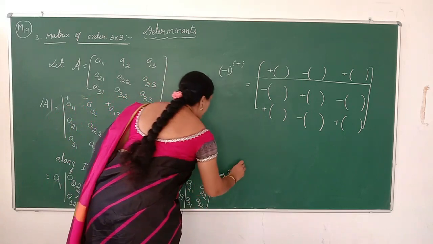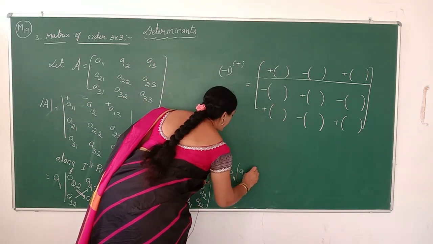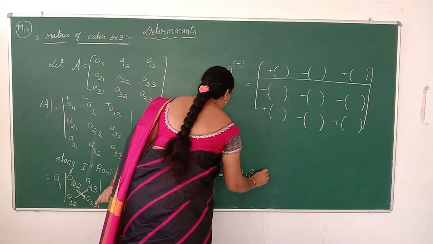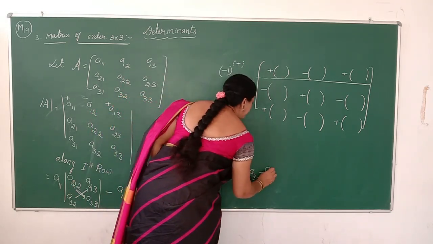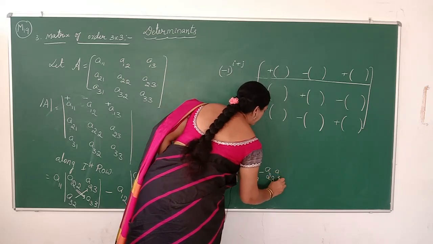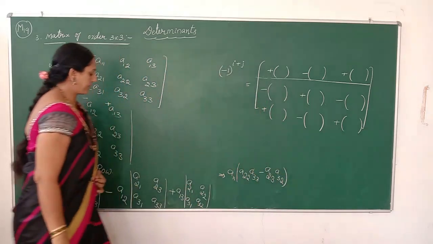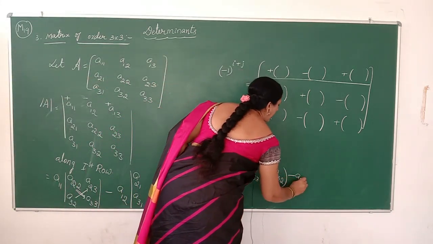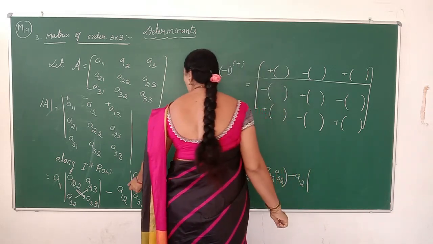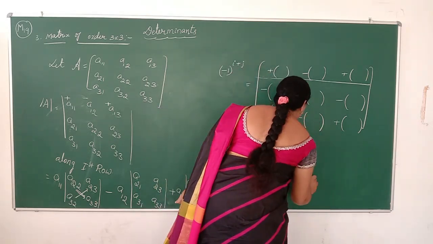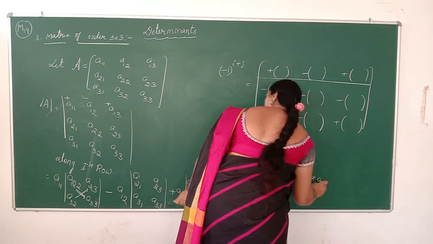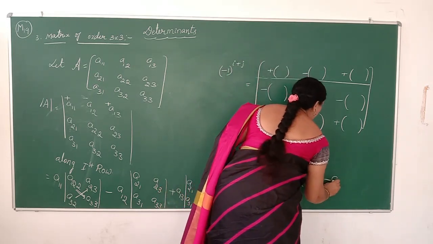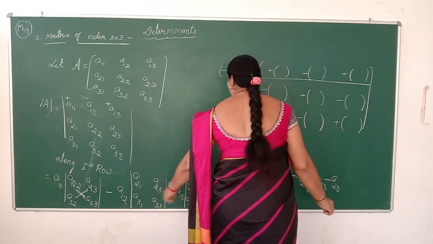So the left diagonals are A22, A33, that is A22 A33 minus A23 A32. That is the first one. Similarly, minus A12 of, the product of left diagonals A21 A33 minus A23 A31.